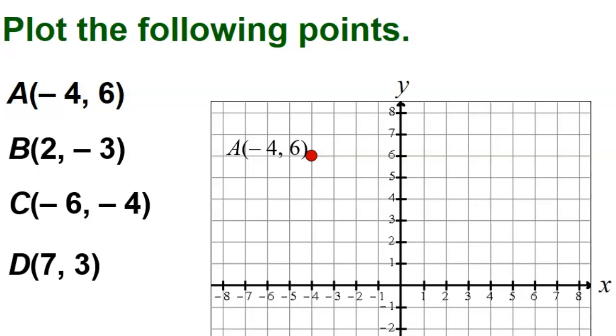7, 3. How do we move there? From the origin, both positive. So along the x-axis, 7 across and 3 up. Alright.